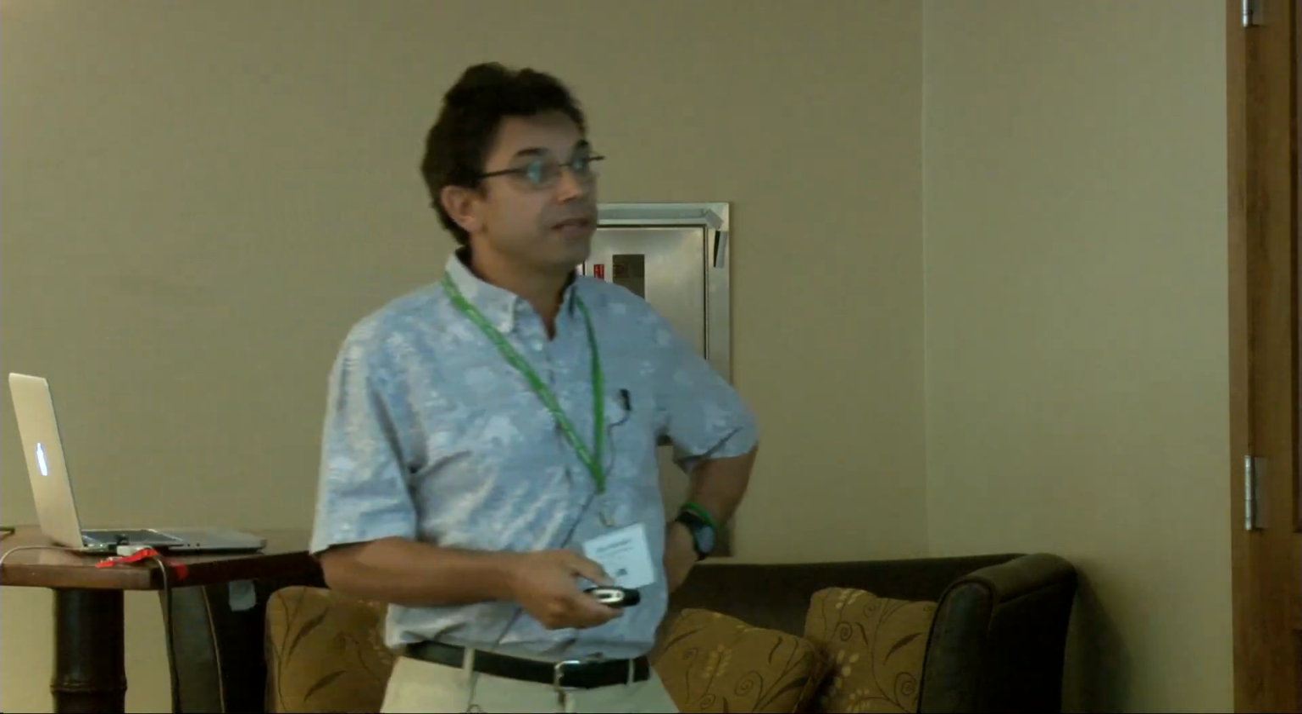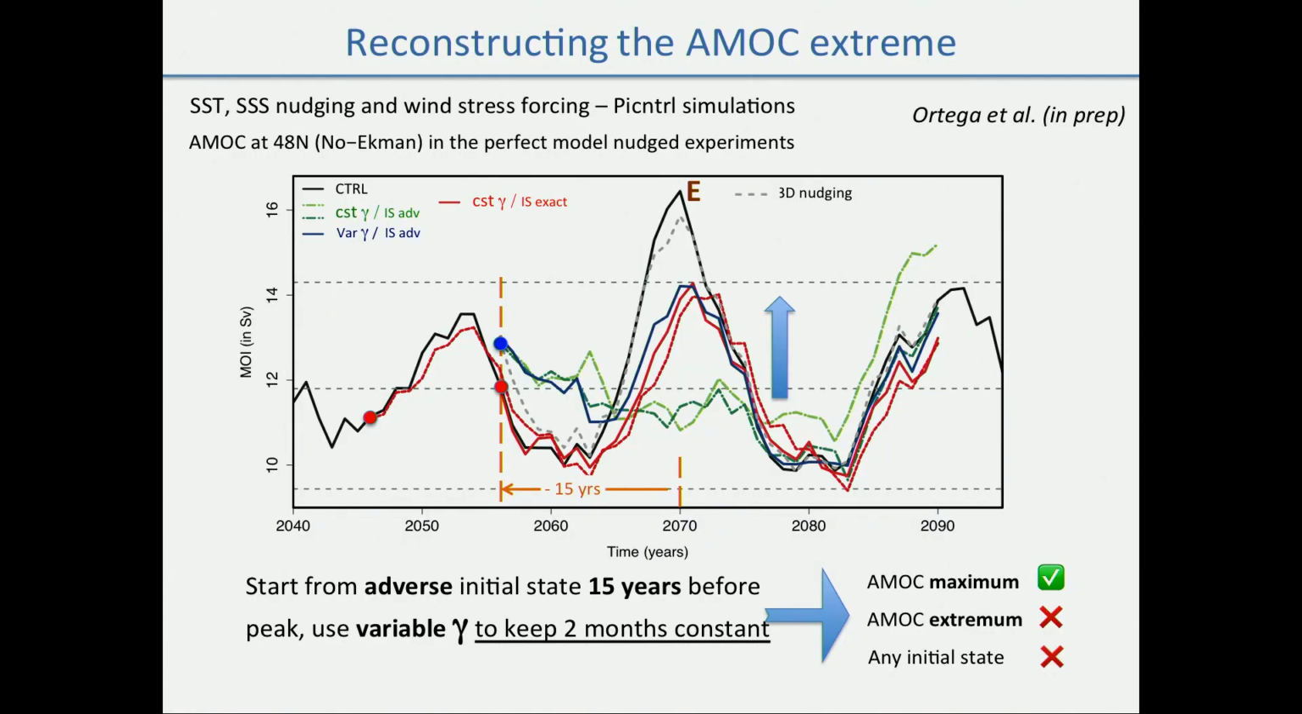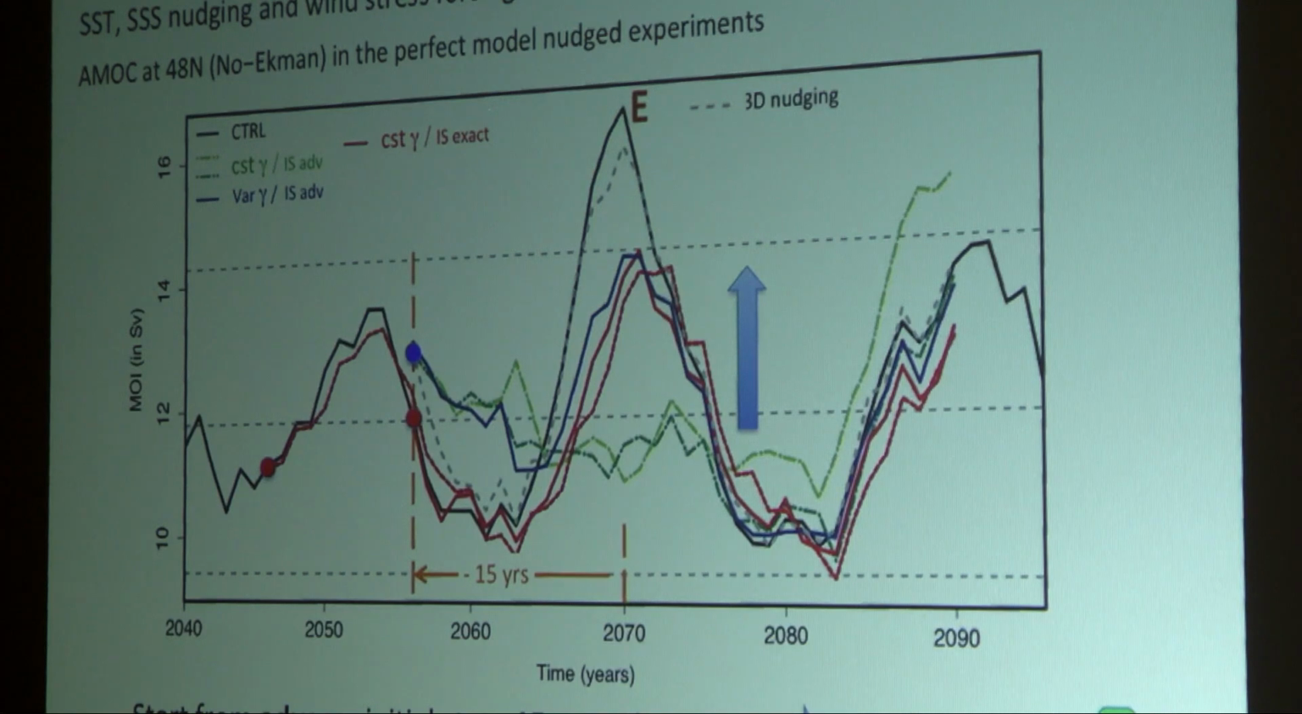And now we start again from those adverse initial conditions, as the blue curve. With variable gamma and adverse initial conditions, we are now able to get our maximum, even though we start from adverse initial states, just by changing the relaxation time scale.